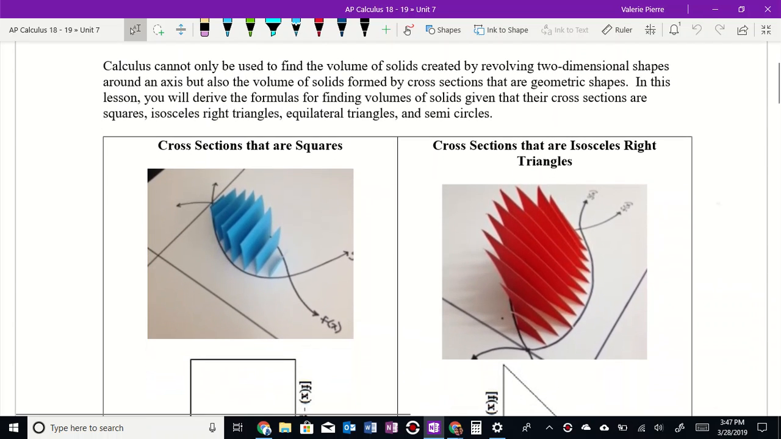So a cross section is what we get when you cut into a solid, and that flat piece of the cut is the cross section. Similarly for an isosceles or an equilateral triangle, right? You cut something open and on the front side, these are the shapes.